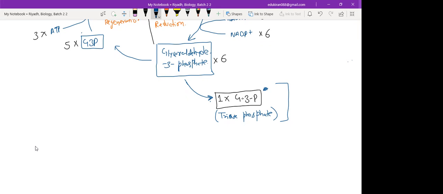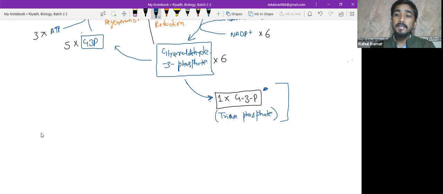18 ATPs and 12 NADPH. Write down. For 6 CO2s, to make 1 molecule of glucose, 18 ATPs and 12 NADPH. It's clear, na?